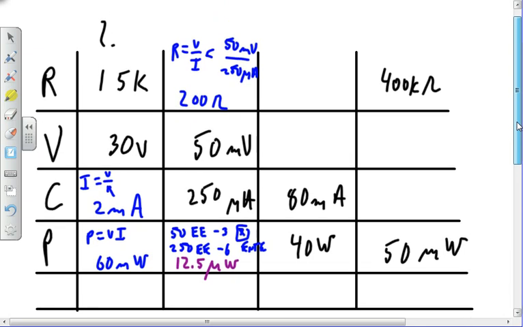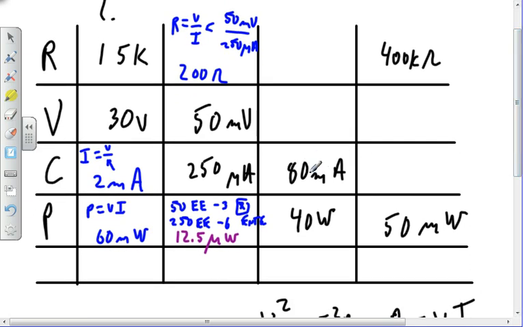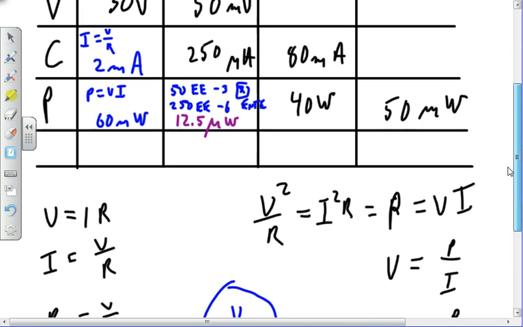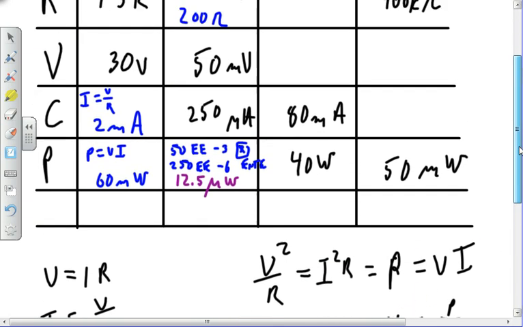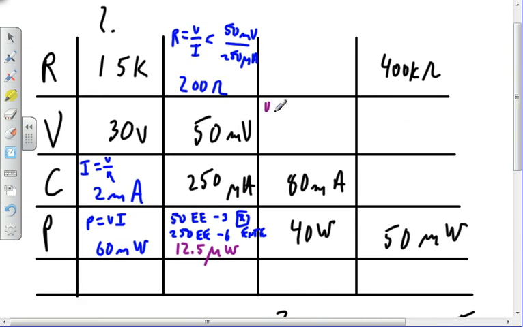Okay. So now I have current and I have power. That means that voltage is power divided by current, so I'll use that. Voltage, power divided by current, 40 watts, 80 milliamps. Okay, so this is going to be a big number. 48 watts. Is it 48 watts?